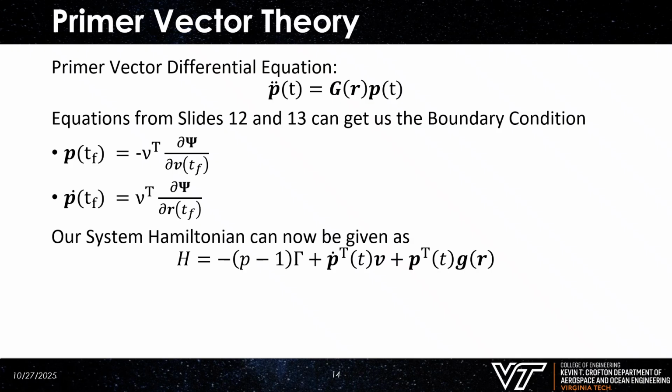And now that we've defined all that, we can redefine our system Hamiltonian with respect to primer vectors and their magnitude instead of those adjoint vectors. So we now get our Hamiltonian is equal to negative of our primer vector magnitude minus 1 times the thrust, and that first term is sometimes called the switching function, plus the time derivative of our primer vector times our velocity vector plus the primer vector times our gravitational acceleration.